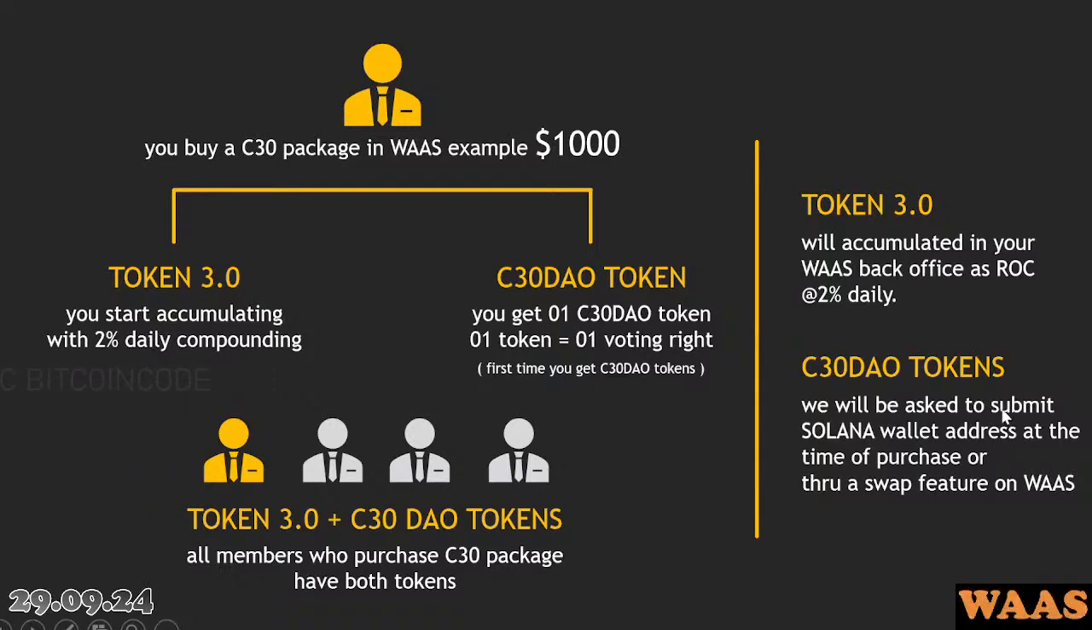And C30 DAO tokens will be available on your Phantom wallet, because at the time of purchase of the package, like we submit the MetaMask wallet address at the time of Boomerang, now onwards we might have to submit our Phantom wallet address of the Solana network at the time of purchase. So the C30 DAO token will be available on your Phantom wallet. And for existing members who have already bought the package, maybe a swap feature will be provided on the dApp, and through that we will be able to claim our first C30 DAO token as voting right.